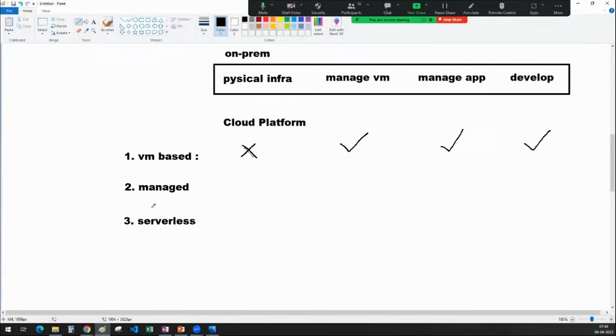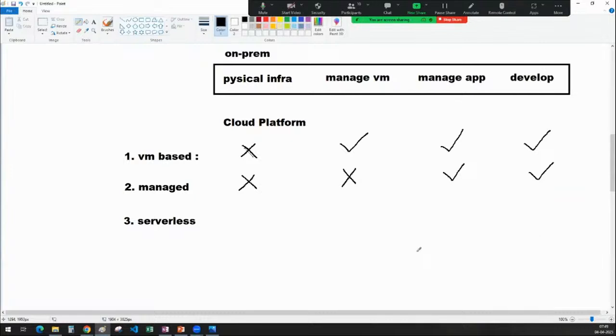And if you go to the second category, that is managed services, the physical infrastructure will be taken care of by the cloud platform, and managing the virtual machines is also taken care of by the cloud platform, and only the application and development will be taken care of by you. Managing the application and developing a solution will be on you. You have to manage it, you have to take care of it.